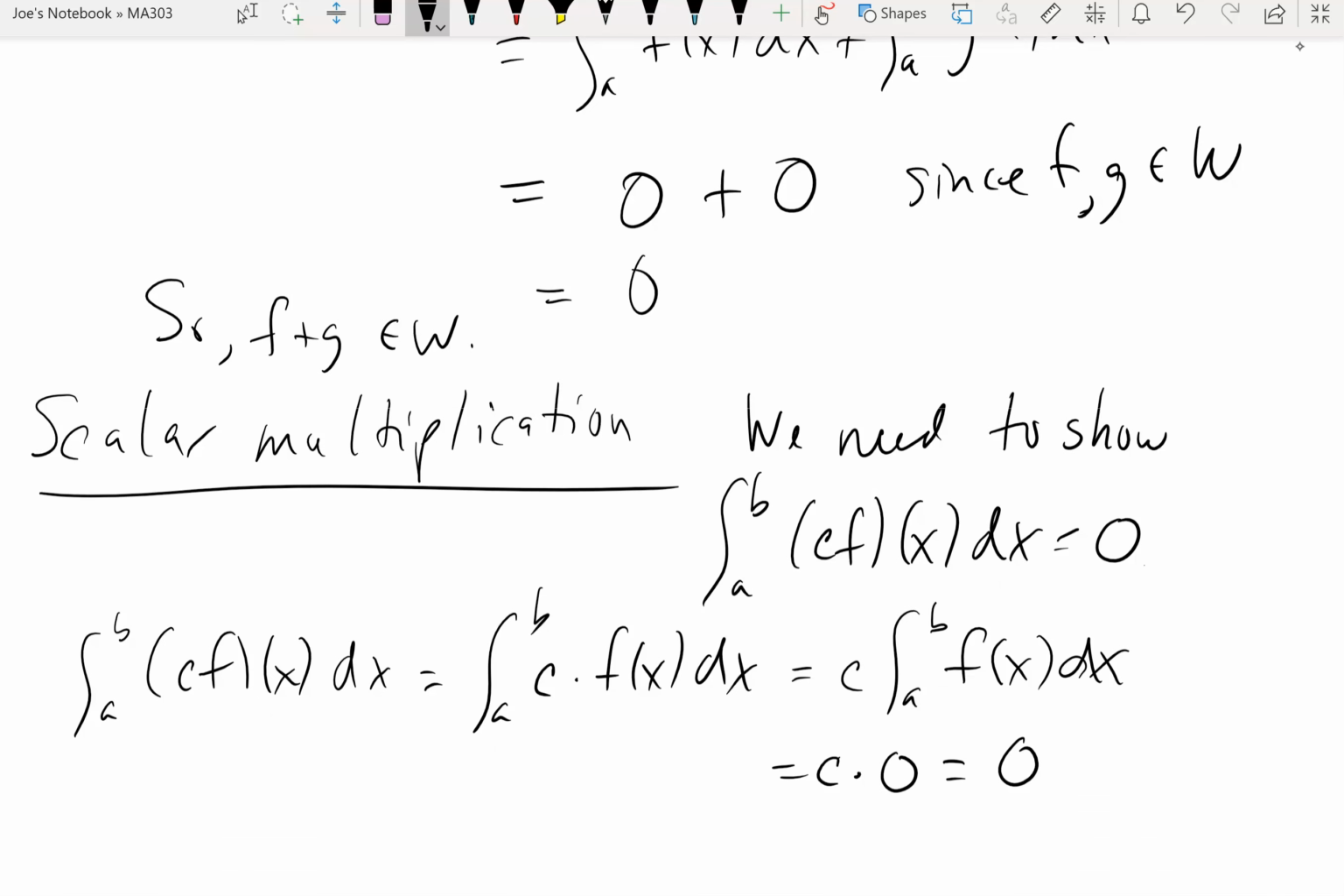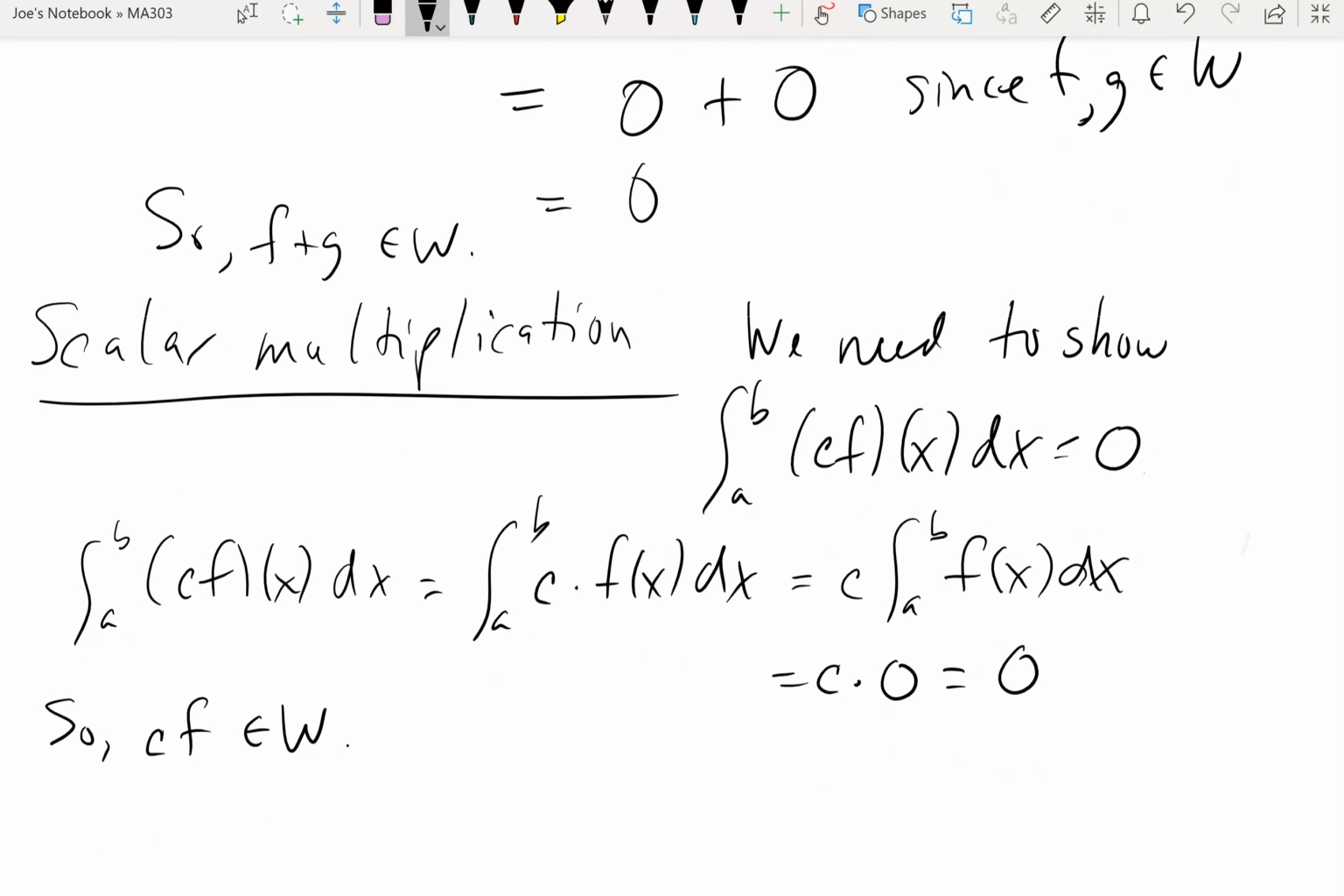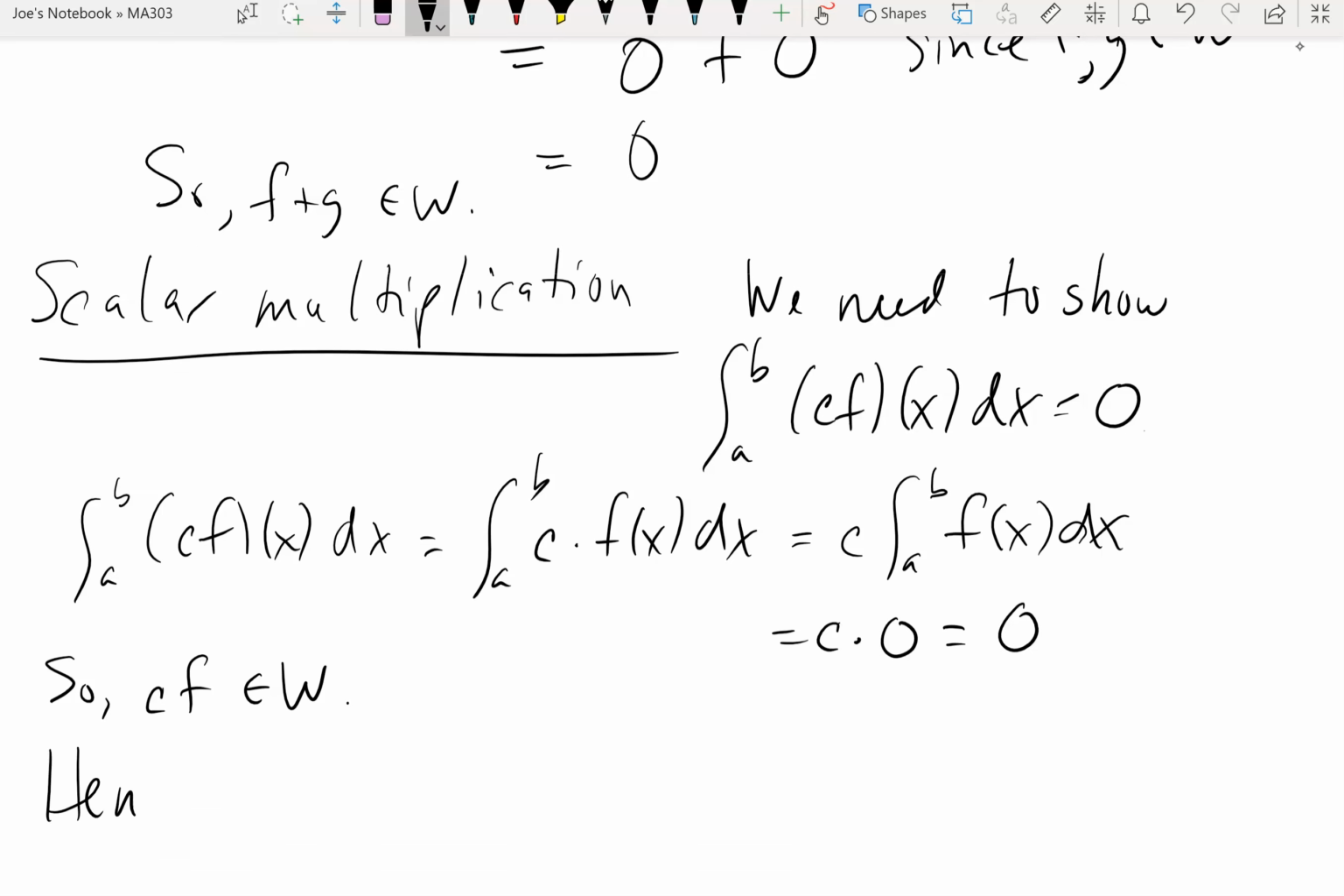Anyway, so what does this say? What does this tell us about the constant times the function? Where does it live? It lives in W. So are both the closure axioms satisfied? Yes.